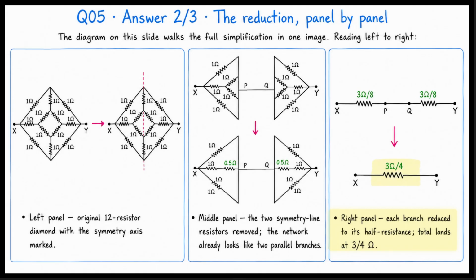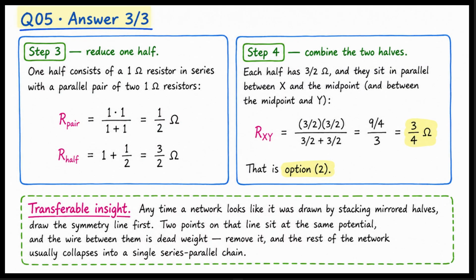But now you can see the network collapse stage by stage. Notice how each merge removes 1 level of complexity, and the final picture is just 2 equal resistors in parallel. Keep that visual in mind for similar problems: symmetry first, then series parallel, and the dense-looking network becomes a single line of arithmetic. Now let's carry the reduction through to the final number.